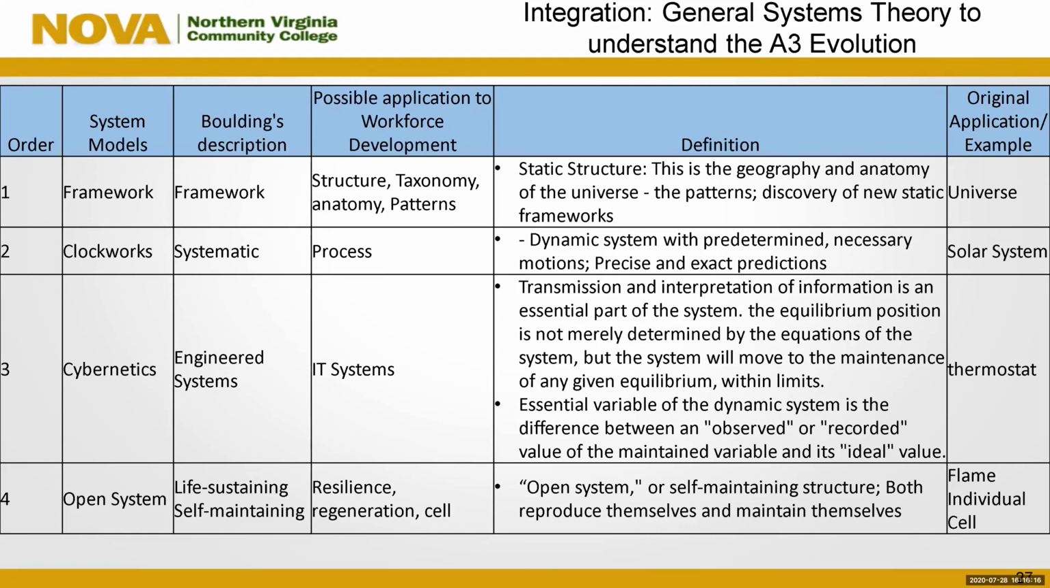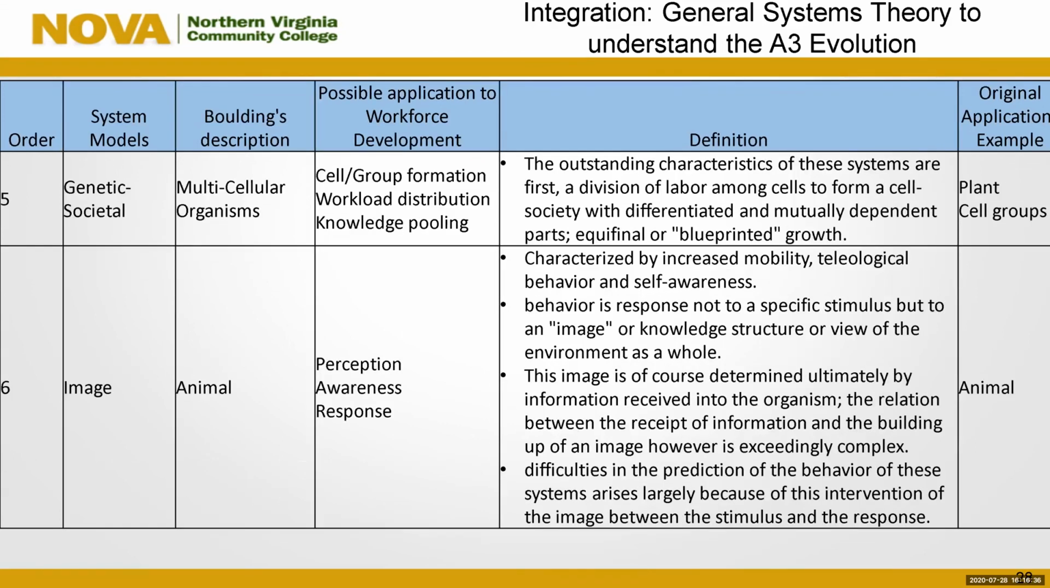For automation, it's able to execute processes. For augmentation, it's able to function within cybernetics. And then for autonomy, it is able to assess and recover without human intervention. Then we have genetic societal, which is the idea of formation.